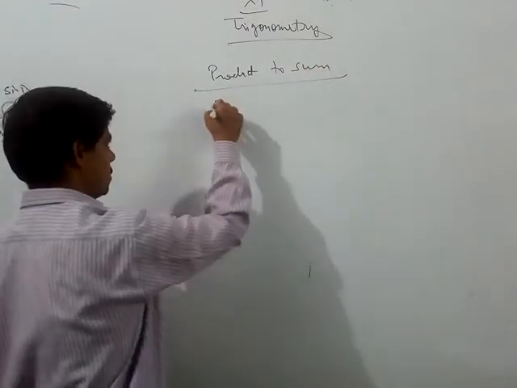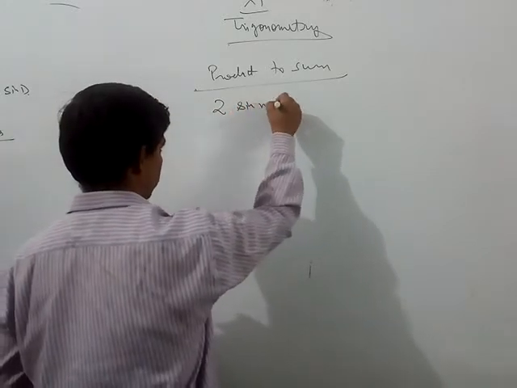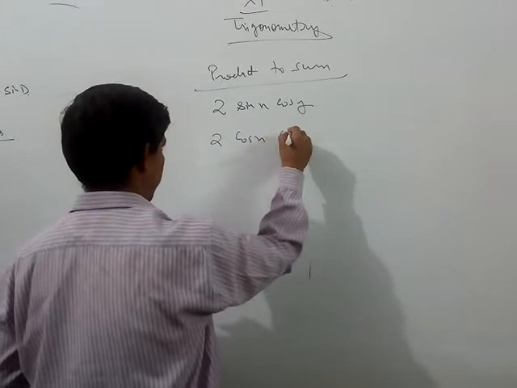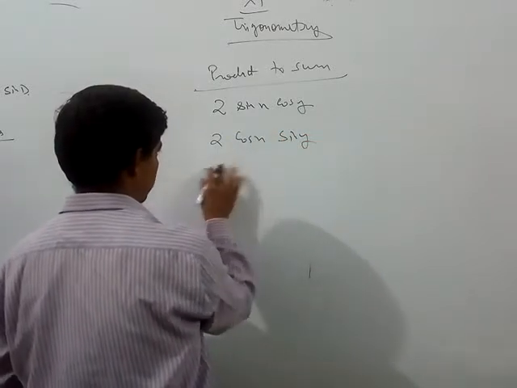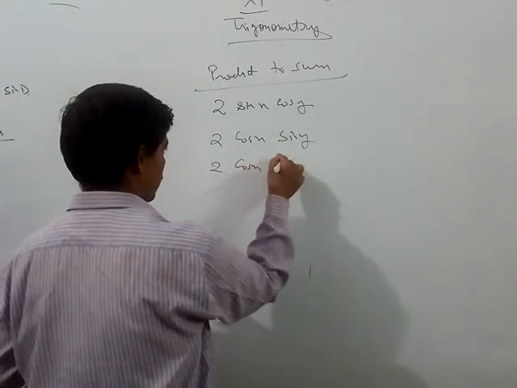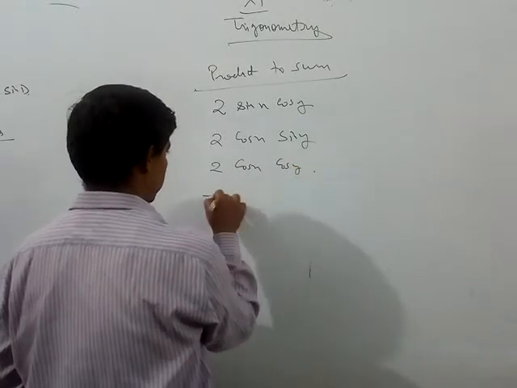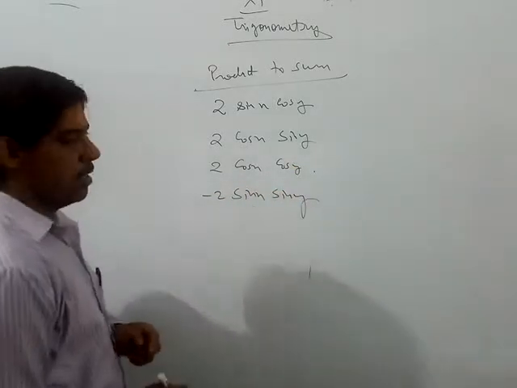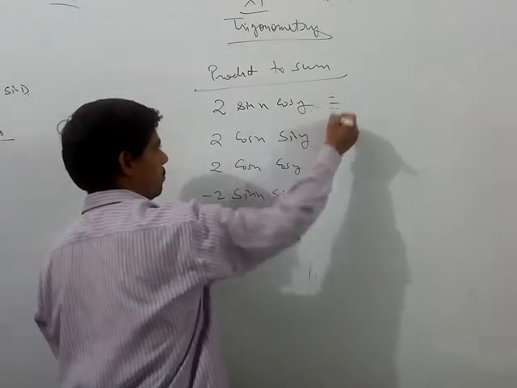We have seen this. Start with 2 sin x cos y, 2 cos x sin y, 2 cos x cos y, minus 2 sin x sin y. What are the identities for this? You can easily write them.